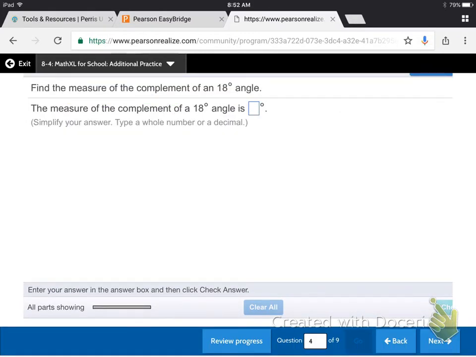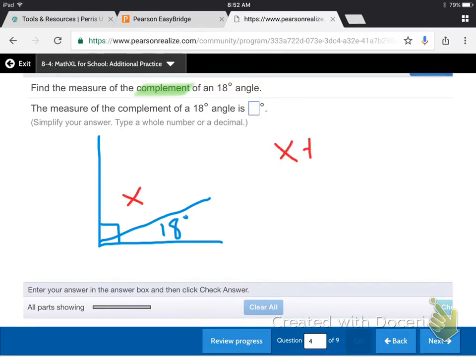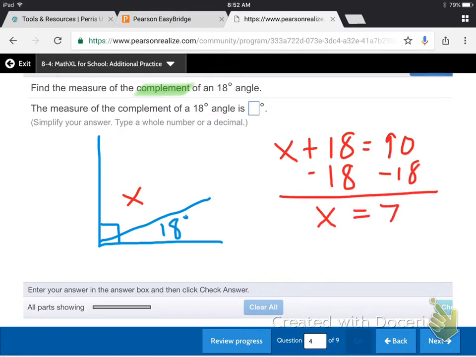All right, let's try another one. This one says find the measure of the complement of an 18-degree angle. So if I draw angles that are complements of each other, like that, and I say this one is 18 degrees, and these both add up to 90 degrees because that's the definition of complementary angles, that they add up to 90. So if this angle right here is x, we would say x plus 18 equals 90. We subtract 18 from both sides of our equation, and x equals 72. Just like that. So easy. I know you guys got this.